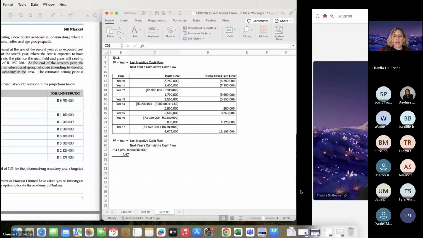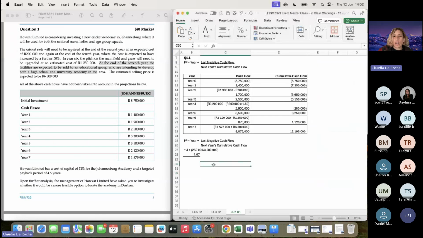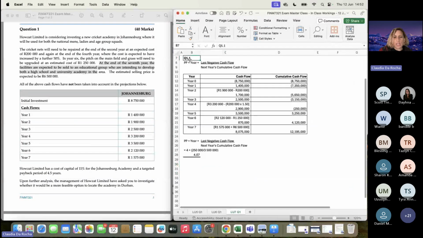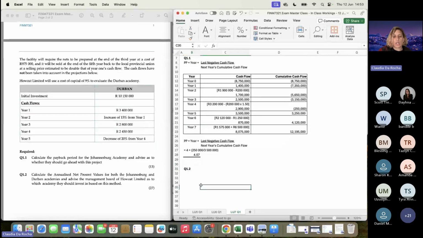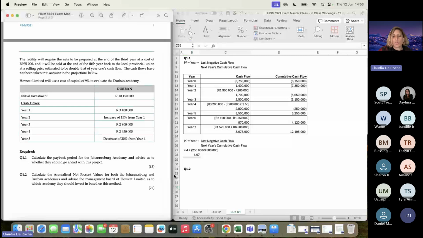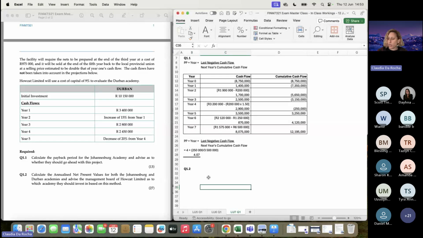So the last part of this question is to calculate the annualized net present value. We're just doing Johannesburg, okay? So with the annualized net present value, we've already calculated what all the cash flows are, okay, which is great. And then what we're going to do, yes, Claudia.